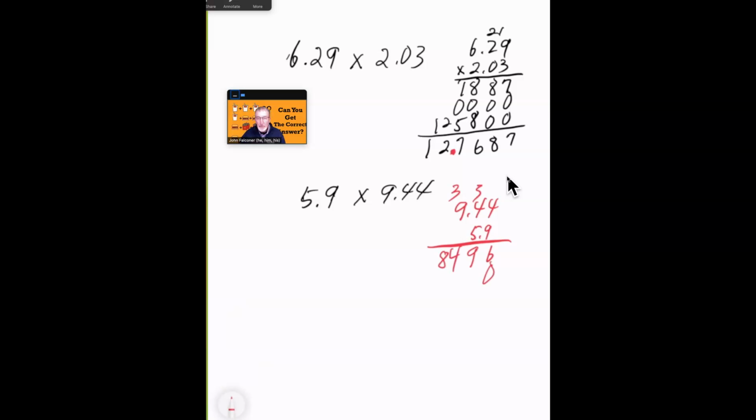Placeholder 0, because we're starting in the tens column. So 5 times 4 is 20, carry the 2. 5 times 4 is 20, plus 2 more is 22, carry the 2. And then 5 times 9 is 45, plus 2 more is 47. 6 and 0 is 6, 9 and 0 is 9, 4 and 2 is 6, 8 and 7 is 15, carry the 1, and 5 for 55,696.